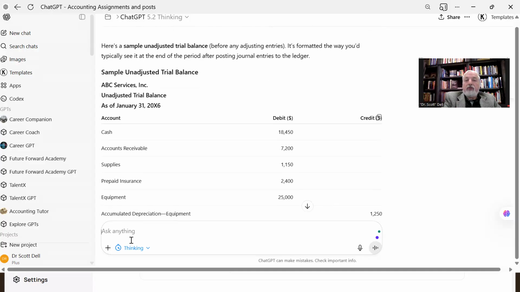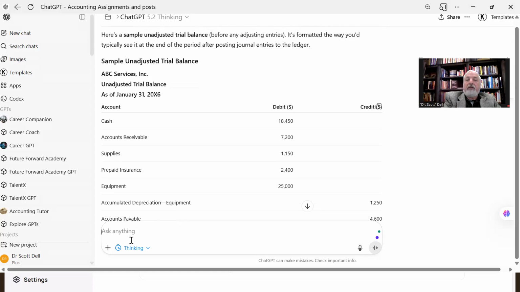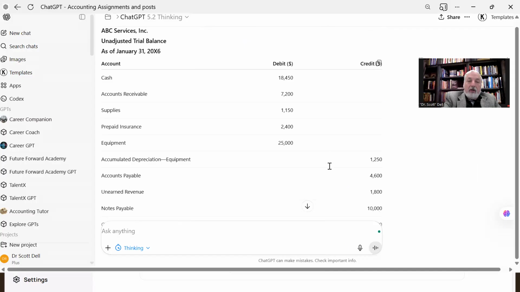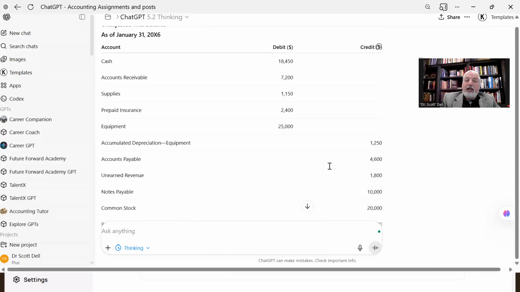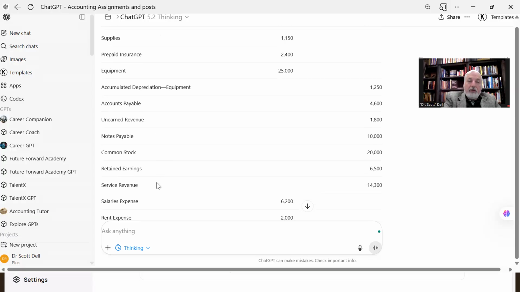Here, the cash is 16,450. Our inventory, we don't have any, but we do have supplies inventory of 1150. Accounts receivable, prepaid insurance, equipment, accumulated depreciation. Oh, that contra asset account. It's not a liability. It's a contra asset. And you'll notice everything above this line, above accounts payable, happens to be an asset. The next category, accounts payable, unearned revenue, notes payable, those are all liabilities.